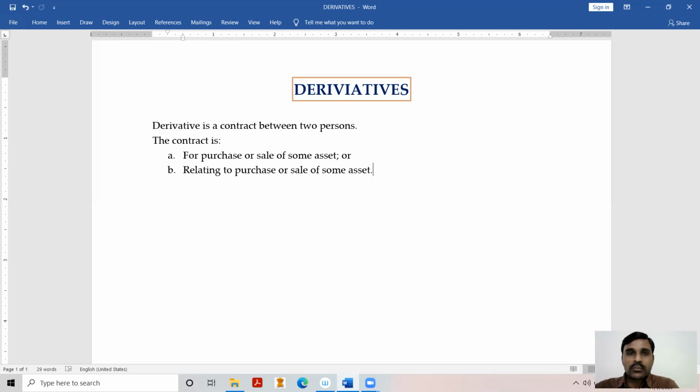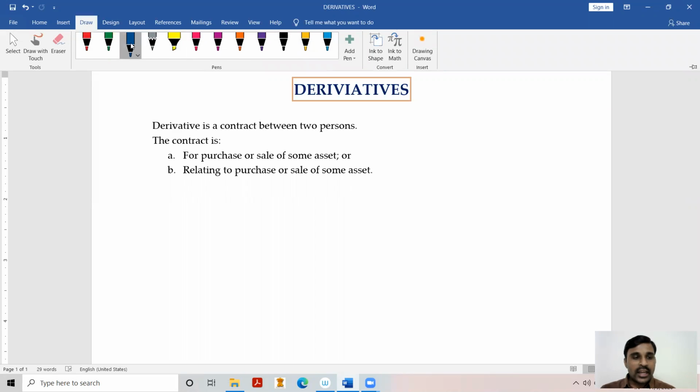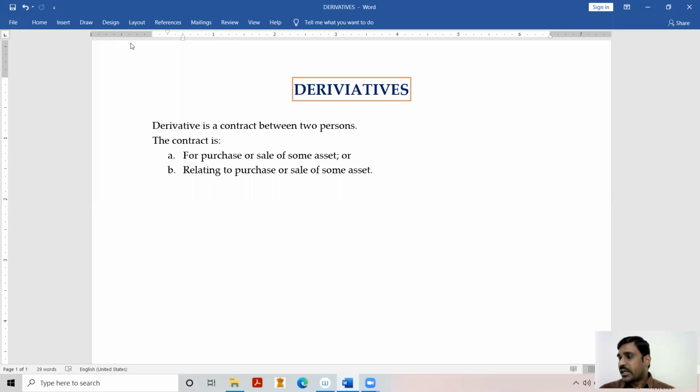There are two types of derivatives. Though people are discussing many different types of derivatives, broadly derivatives are categorized into only two types: those for purchase or sale, and those relating to purchase or sale. The first type is called commitments, and the second type is called claims. Only two types of derivatives.